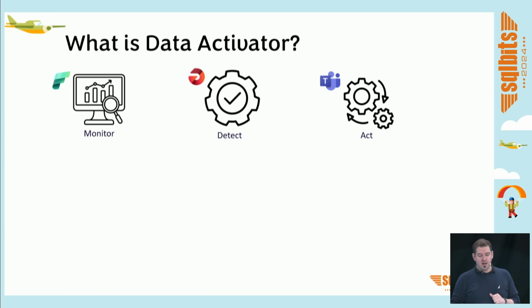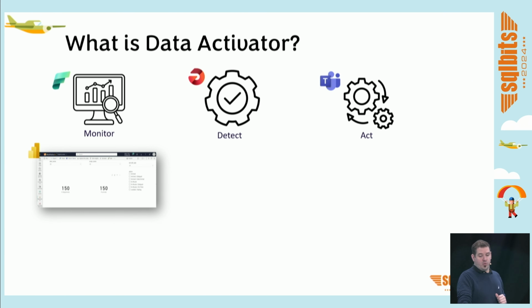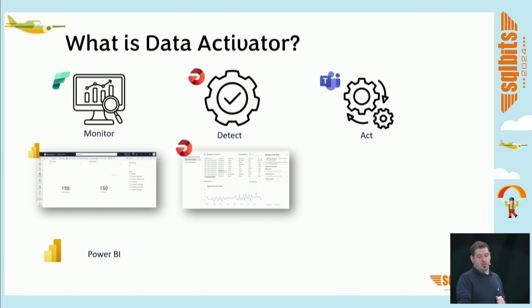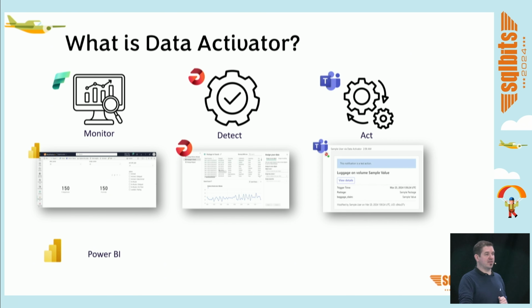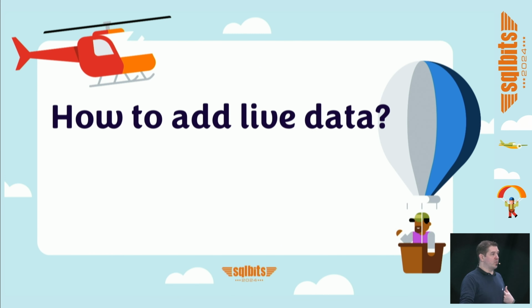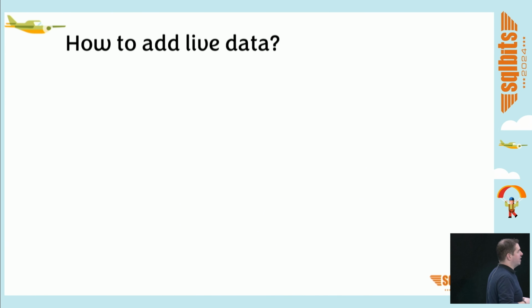All right. What we did now, we had our monitor. Our monitor was our Power BI report. We had our detection. Detection we did in Data Activator. And at the end, we sent a message with Teams. We always have these 3 components. And the Data Activator in the middle is connecting our monitoring and our acting. Now, how can we work with live data? Live data is a little bit more complicated.